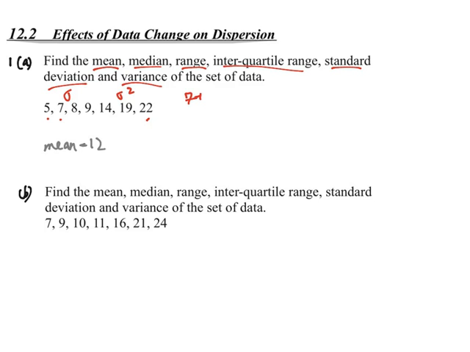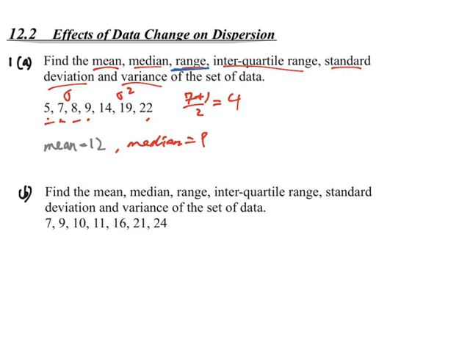Next, the median. There are 7 data here. So 7 plus 1 divided by 2 is equal to 4. That means the fourth is the median. So 1, 2, 3, 4. So for median, it is 9.